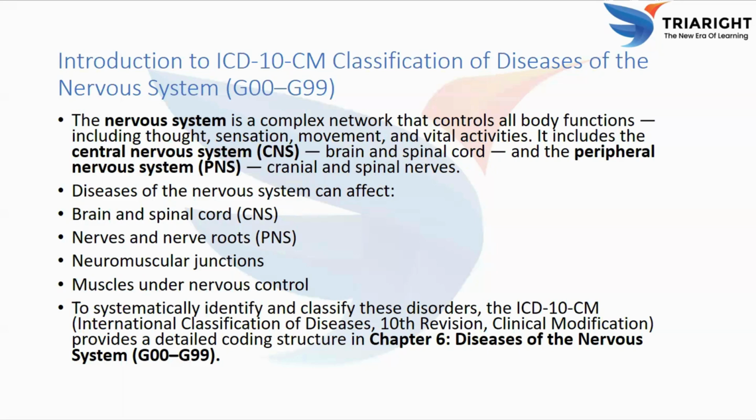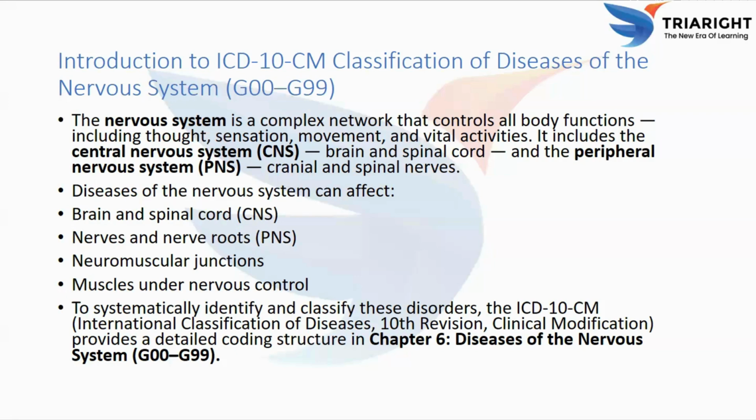So what can go wrong with the nervous system? What do the G00 to G99 codes cover? The code range covers the diseases that can affect any part of the system. The brain and spinal cord, CNS diseases like meningitis, seizures, and multiple sclerosis. The nerves and nerve roots, the peripheral nervous system, for example, neuropathy and radiculopathy. Neuromuscular junction disorders, where nerves meet muscles, for example, myasthenia gravis. And muscles under nervous control, for example, muscular dystrophies.